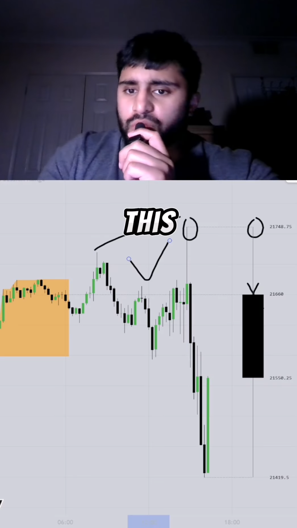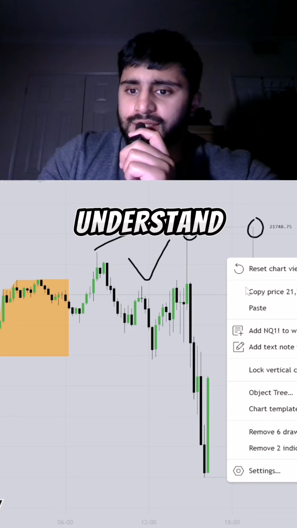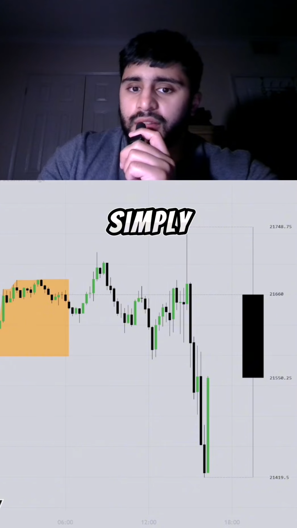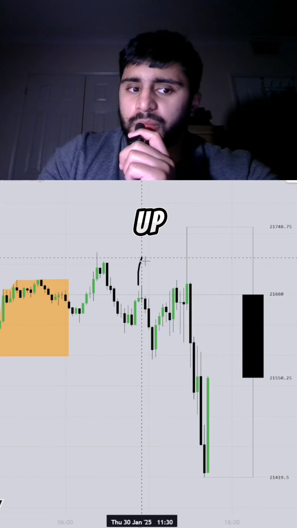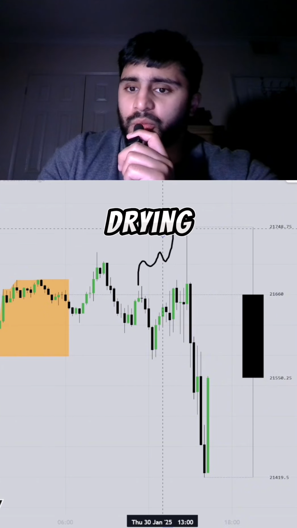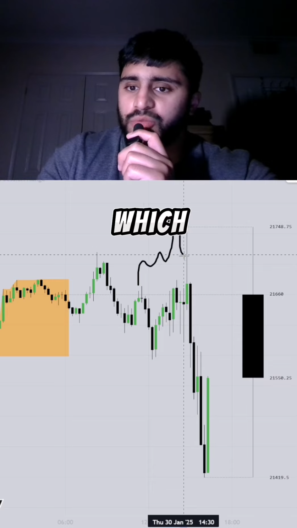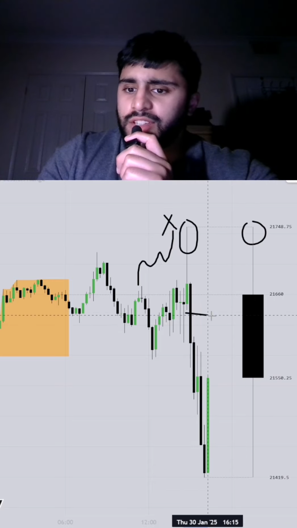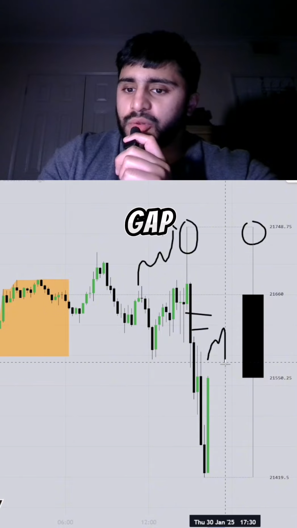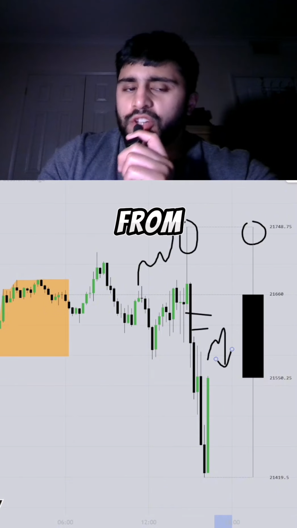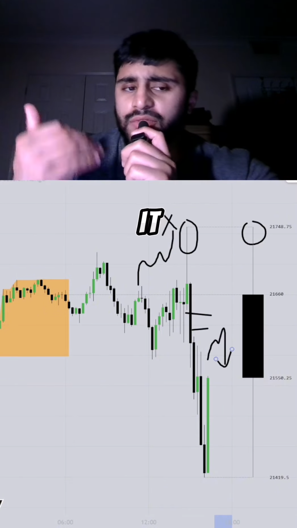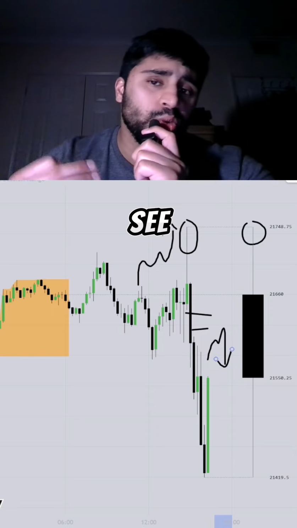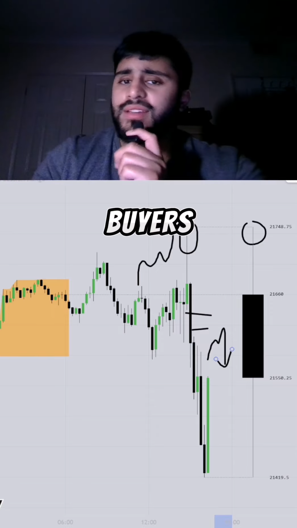So now when we take this to a regular candlestick chart, what you want to understand over here is quite simply the market was moving up, but the volume was drying out. We had a lack of volume over here, which is what caused this wick and which is what caused this high of the day. This from here gives you the fair value gap that you can take intraday trades from. So remember, when you don't use volume, it is very difficult to find and see who is in control between the buyers and the sellers.